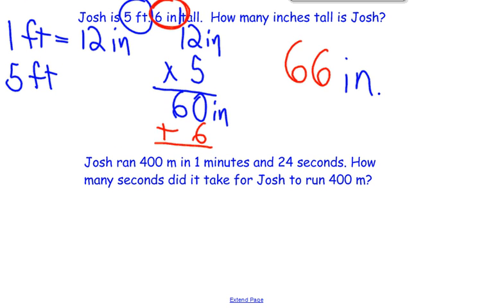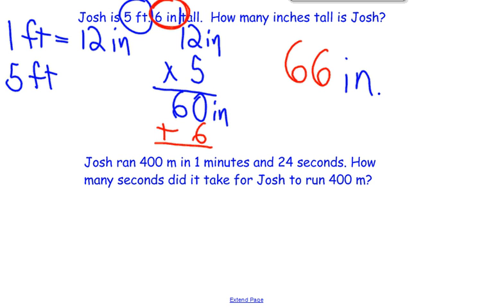So that's one example, converting feet to inches and so forth. You can also go the opposite way. You have lots of inches if you want to go back. Let's try another one. It says Josh ran 400 meters in 1 minute and 24 seconds. How many seconds did it take for Josh to run 400 meters?